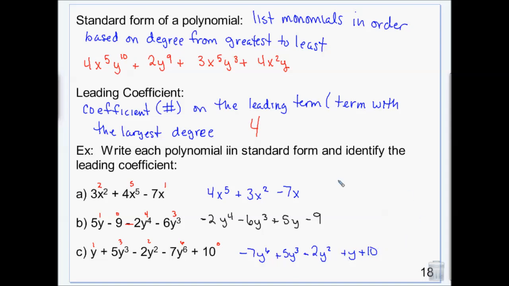Now the leading coefficient is, once you've put them in order, just the first number you see. So the leading coefficient is 4, -2, -7.